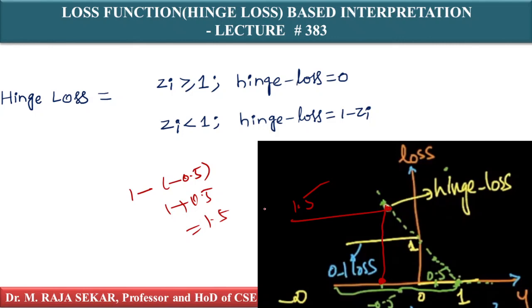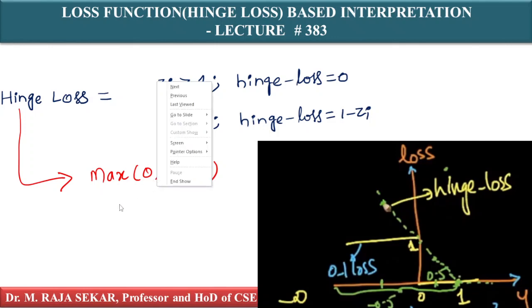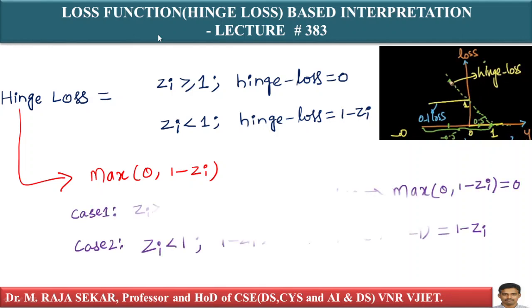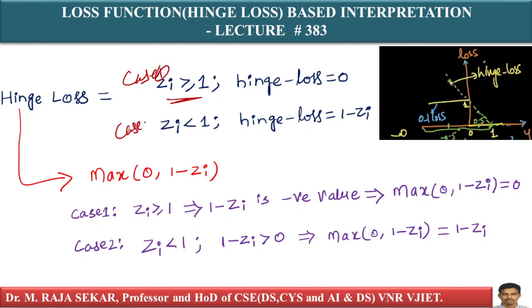Therefore, what can I say? This is one way of writing hinge loss. Hinge loss can be written as: if ZA is greater than or equal to 1, then hinge loss equals 0; if ZA is less than 1, hinge loss equals 1 minus ZA, isn't it? This can also be written as max of 0 comma 1 minus ZA. Let me write what it means. Just see. Let me write case 1. If ZA is greater than or equal to 1, hinge loss equals 0. This is case 1. This is case 2. These two cases are just the same as these two cases.